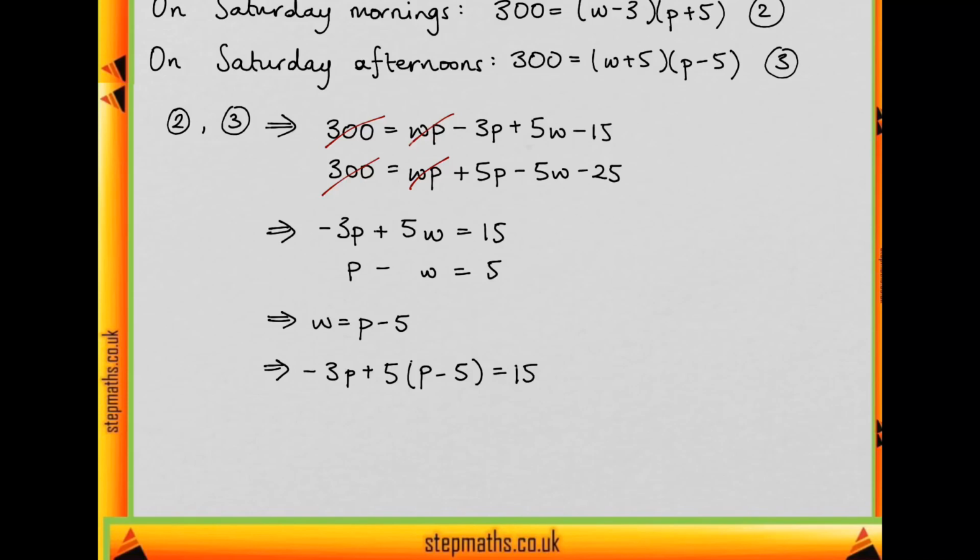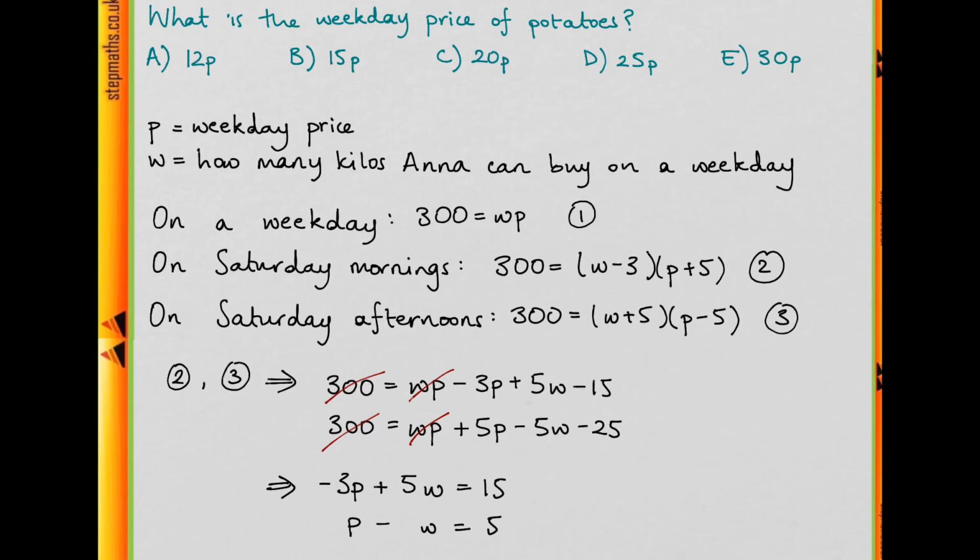And now to simplify this, we end up with 2P equals 40 by moving this 25 over to the other side, so that P is equal to 20, and that gives us an answer of C.